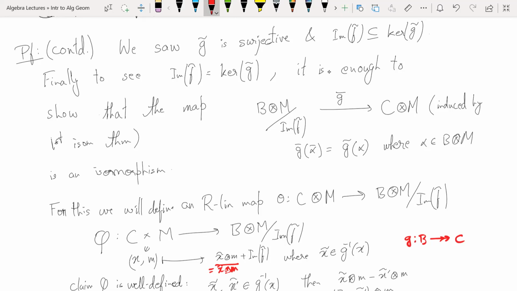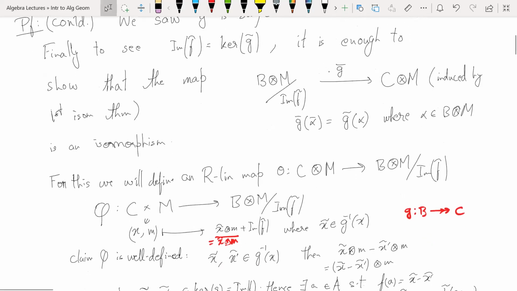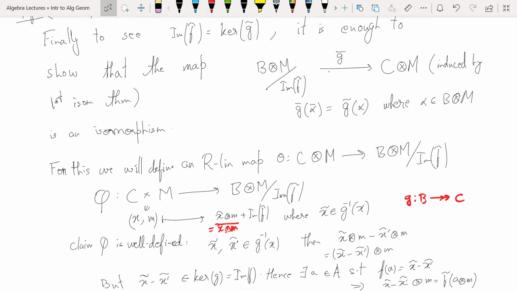Of course, since you are making some choice, you have to say why this is okay, why phi is well defined. So you just check. If you take two different pre-images of x in B, x tilde and x tilde prime, then you want to say that x tilde tensor m plus image F tilde is the same as x tilde prime tensor m plus image F tilde. So they represent the same coset.